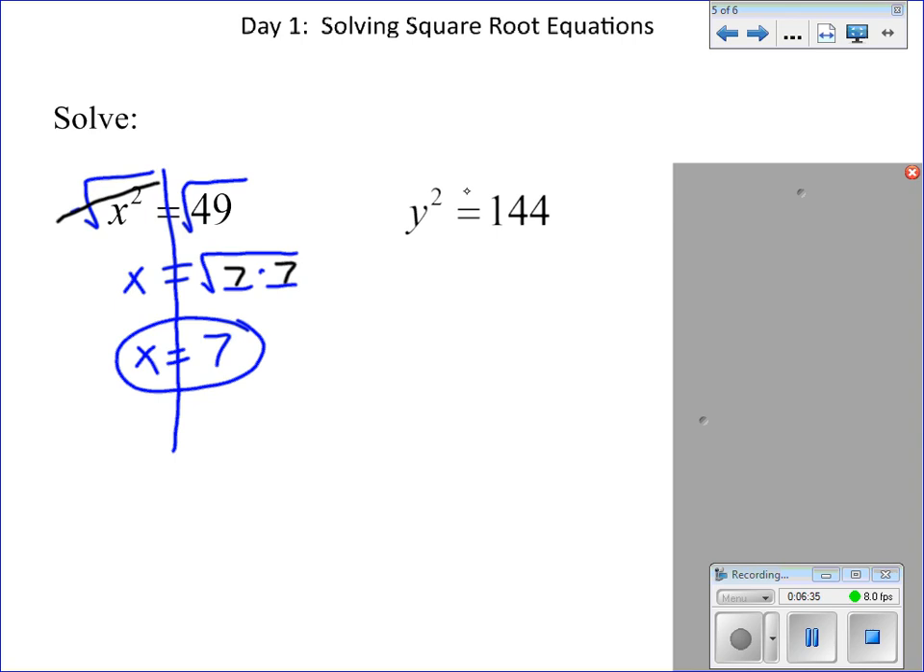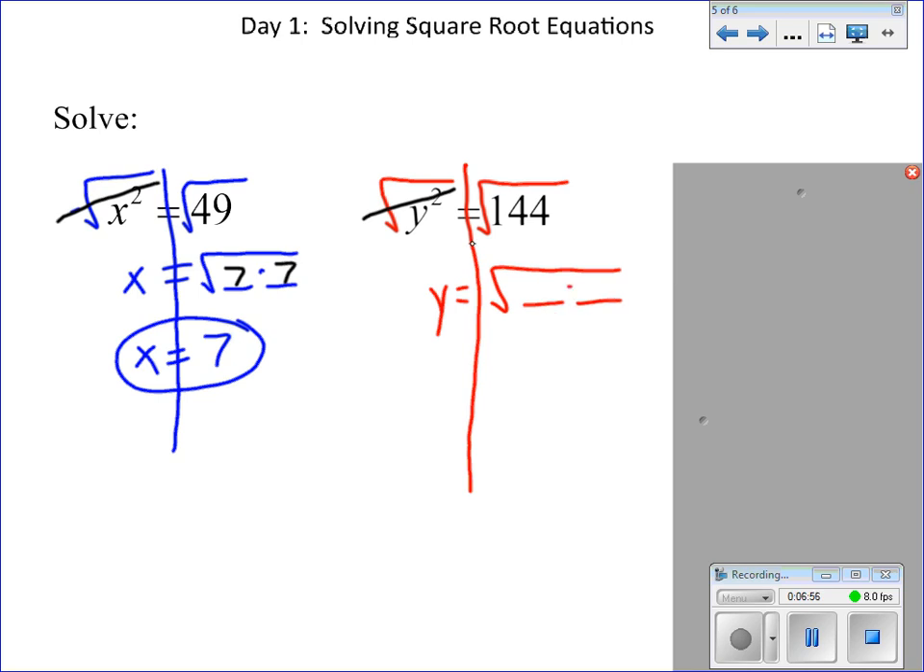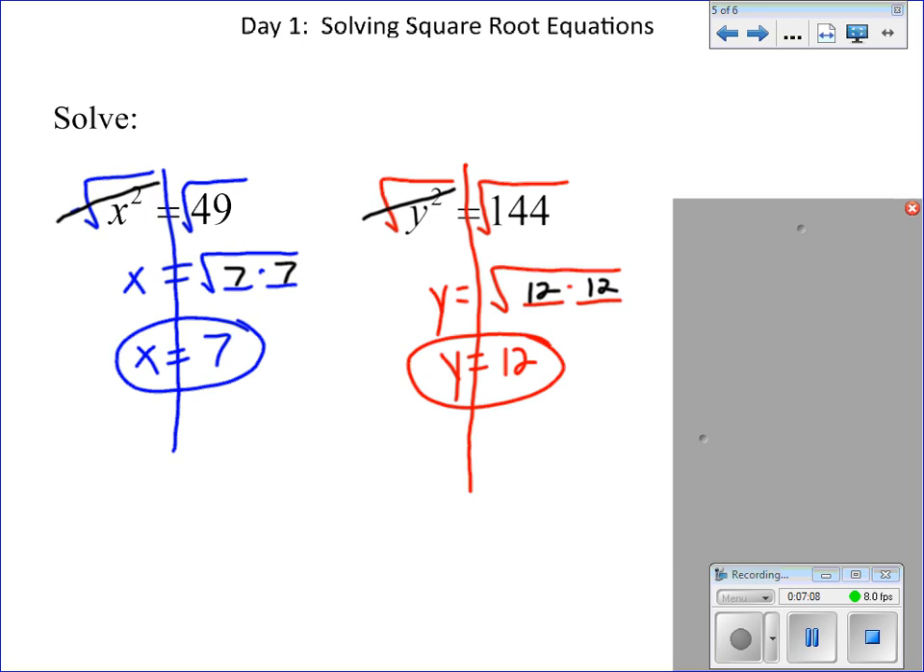When we look at y squared, again, our variable is not alone. It is to the second power, so we have to do the opposite, which is square rooting. The square root of y squared, those cancel each other out. We're left with y equals the square root of some number times itself. So I have to ask myself, what number times itself gives us 144? The answer is 12. So the square root of 144 is 12.